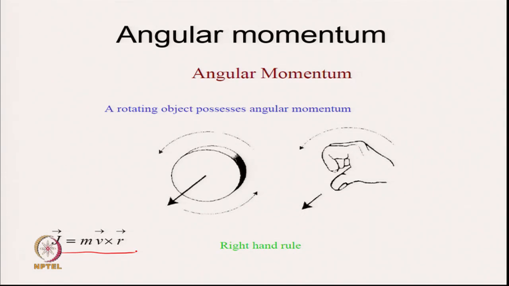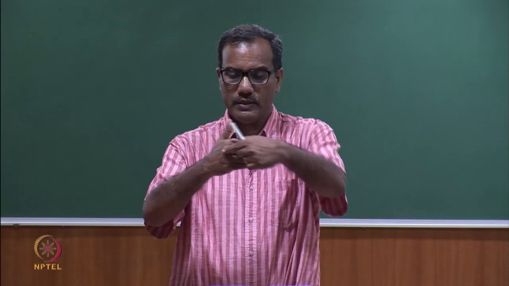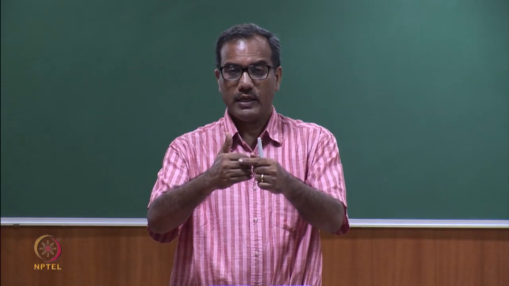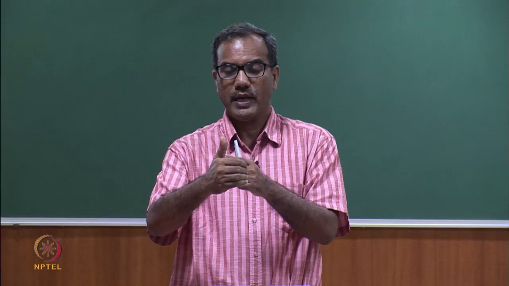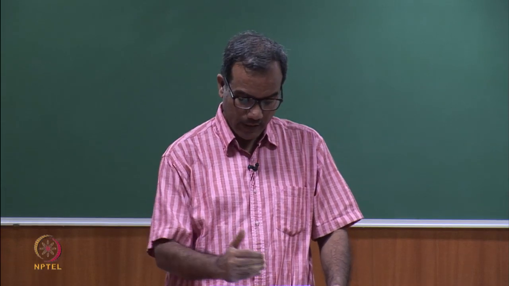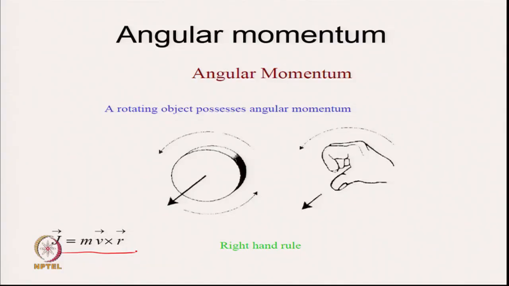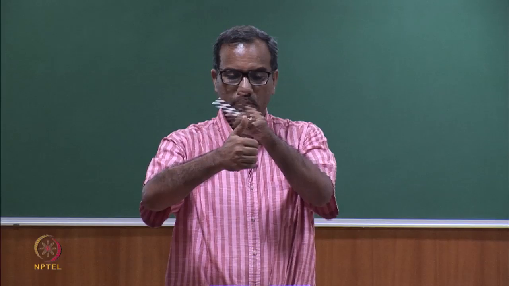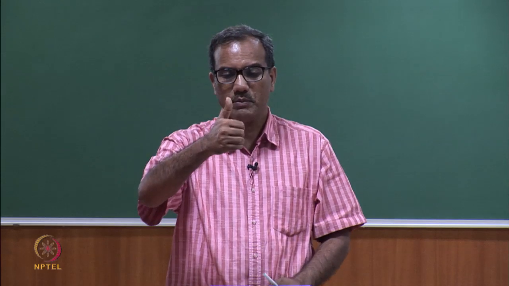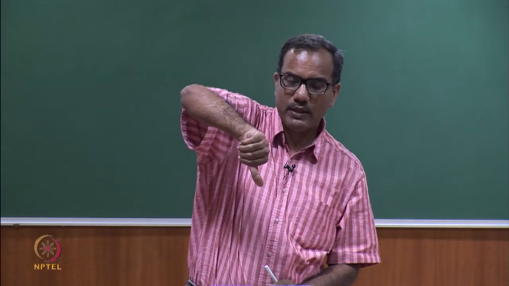The direction is given by the right hand rule. If this is the way the electron is rotating, then your angular momentum will be in the direction of the thumb. You see here it is like this, so it is coming out. It will be up if it is anti-clockwise. If it is clockwise, then it will go down.